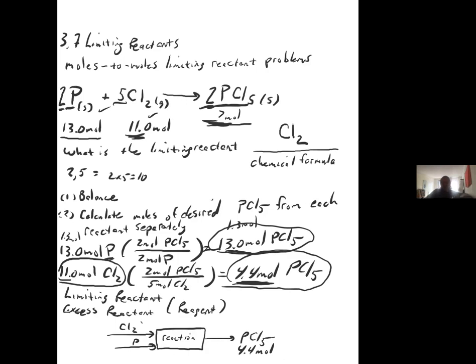The chlorine is the limiting reactant. I'm sorry, I might have said phosphorus is the limiting reactant, but chlorine is the limiting reactant. So if you want to get more PCl5 out, you've got to put in more chlorine. You don't need to put in more phosphorus, right? The phosphorus is plentiful. There's enough to make 13 moles of PCl5. So if we scale up the chlorine, we'll get more PCl5 out. Okay. Let me show you one more.